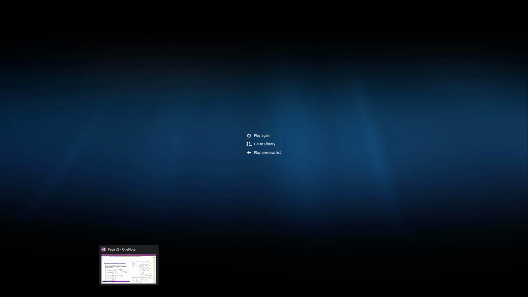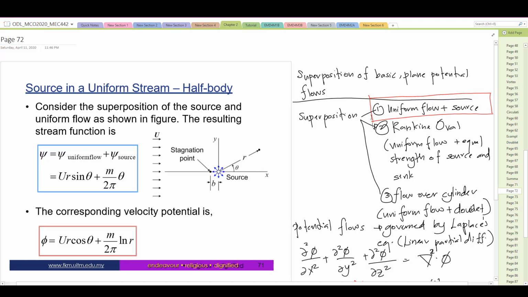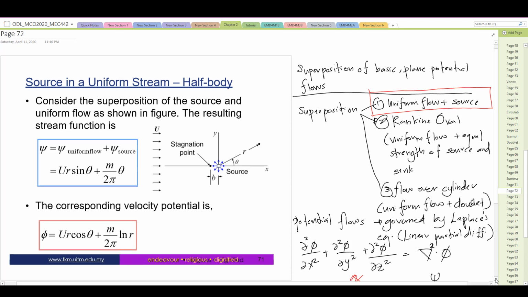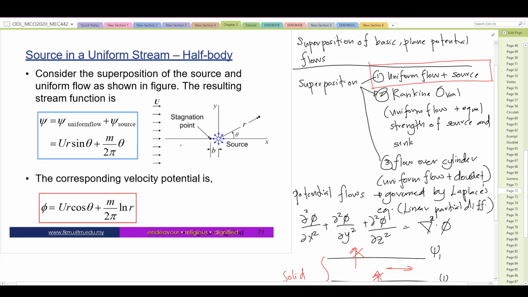Now let's move to the slide. Since it is a combination of uniform flow and source, from the video you can see we have this U, which is the uniform flow.